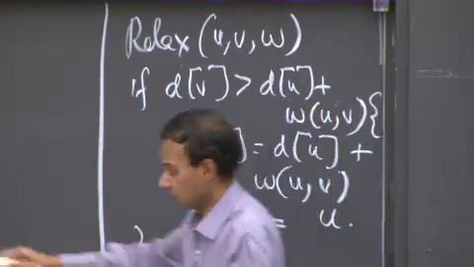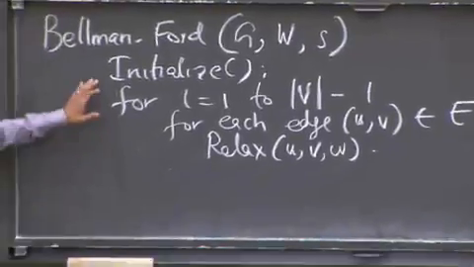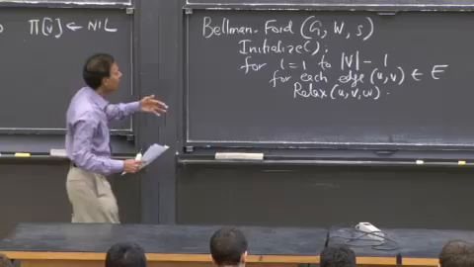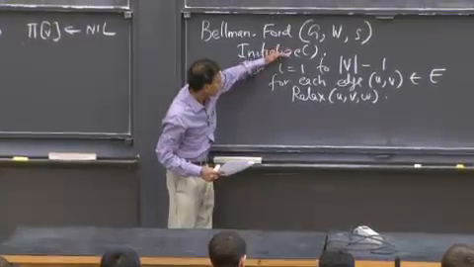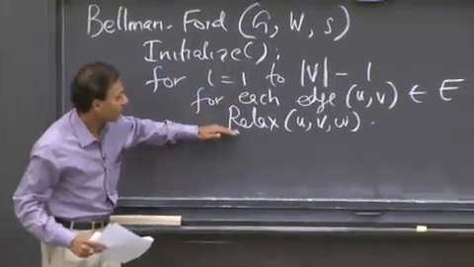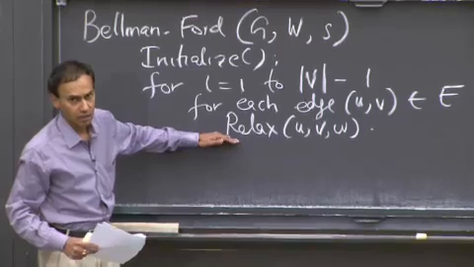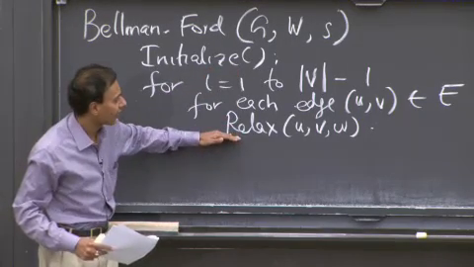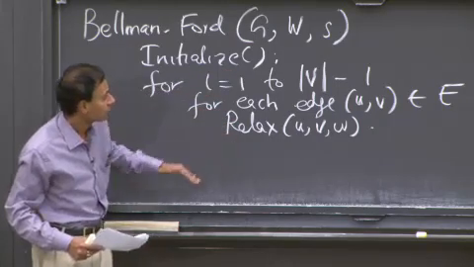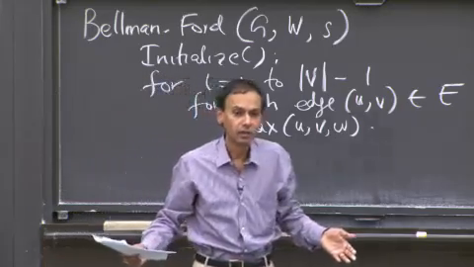That's the relax operation over here. And so that's the algorithm. And if you know magically that there are no negative cycles in the graph, then after these V minus 1 passes, and we'll have to prove this, you're going to get the correct shortest path weights. Okay?